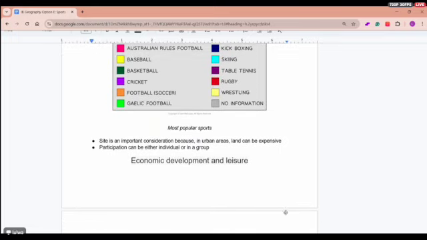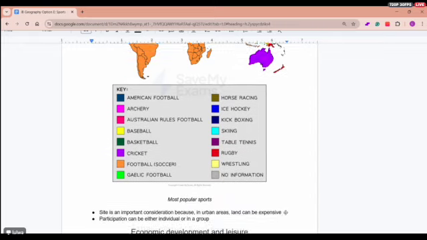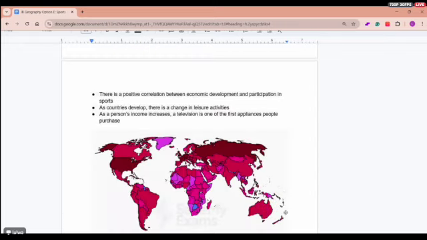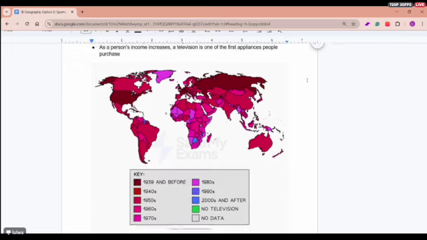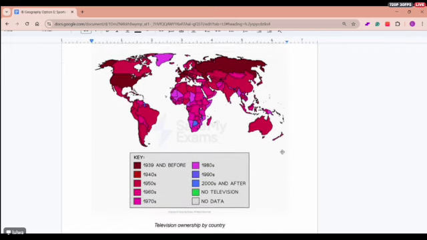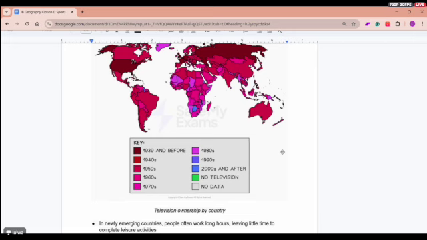So participation in sports can be either individual or through groups. And there is a positive correlation between economic development and participation in sports, because as countries develop, there is a very big change in leisure activities. As a person's income increases, a television is one of the first things they want to buy. They want to buy that flat screen TV, you know what I mean?